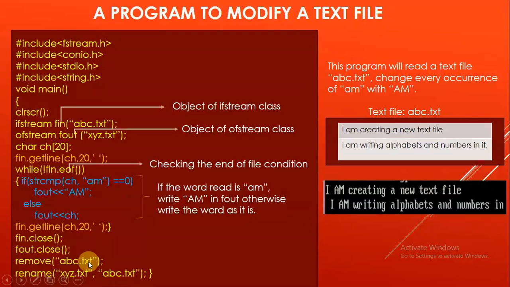And the header file for remove and rename is stdio.h. So if you run this program, at the end, you will get a file abc.txt in which all the occurrences of small am will be replaced by capital Am.